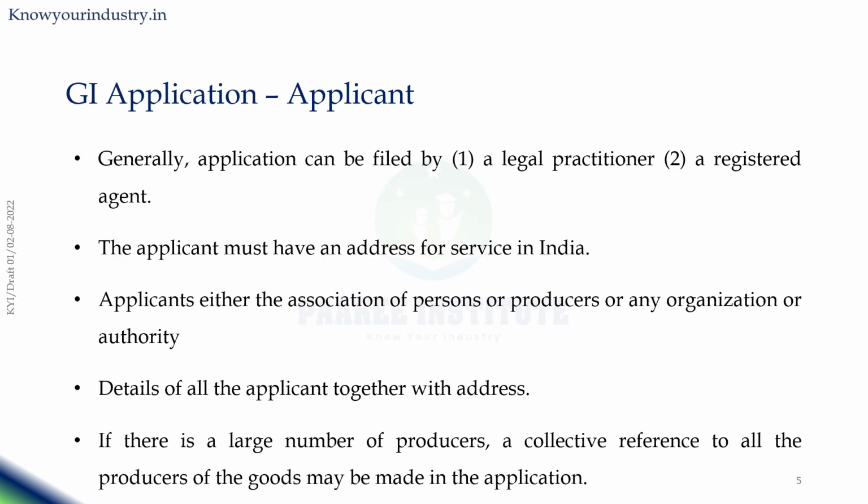Generally, the GA application can be filed by the applicant or a legal practitioner or a registered agent. The application must have an address for service in India. Applicants are either an association of persons or producers, or any organization or authority. Details of all the applicants together with addresses need to be submitted with the application. If there is a large number of producers, then a collective reference to all the producers of the goods may be made in the application.